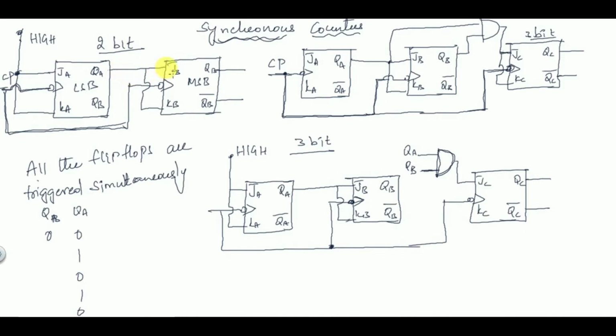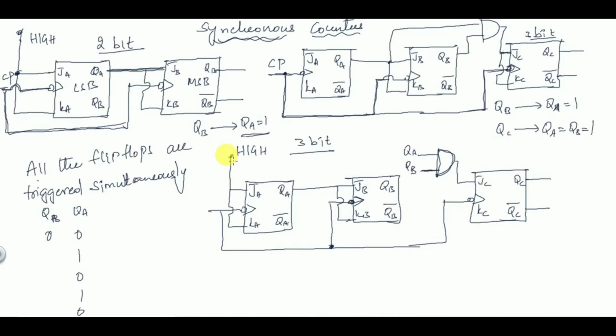And if you see here JB, same functionality. In the 2-bit asynchronous counter also we have seen that QB changes its state only when QA is equal to 1. This is for 2-bit. Similarly, QC changes its state when first flip-flop triggers the second flip-flop and second flip-flop triggers the third flip-flop. The condition will be QA is equal to QB is equal to 1. So the conditions are the same both in the case of synchronous and asynchronous counters, but they are achieved in different ways.